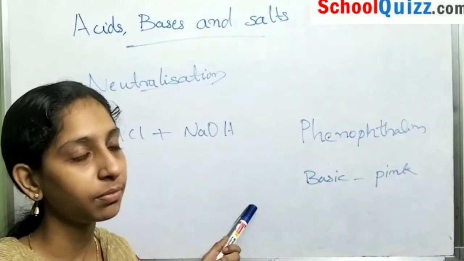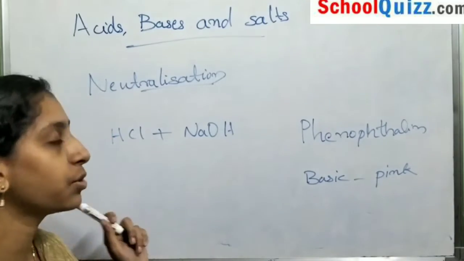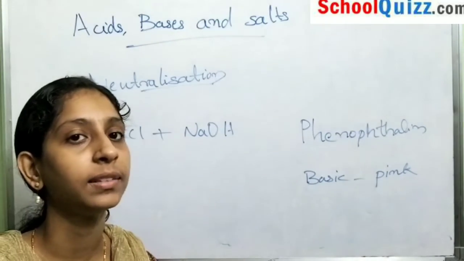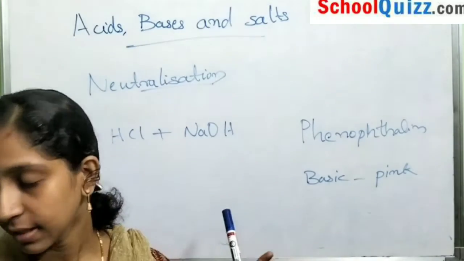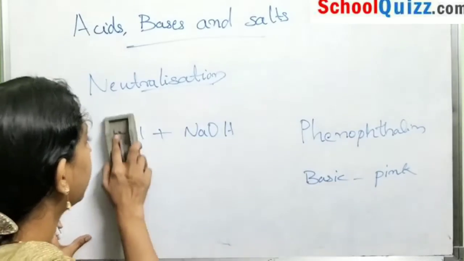color. Then we add hydrochloric acid dropwise again. What will happen? The color will disappear. This is the method of neutralization.